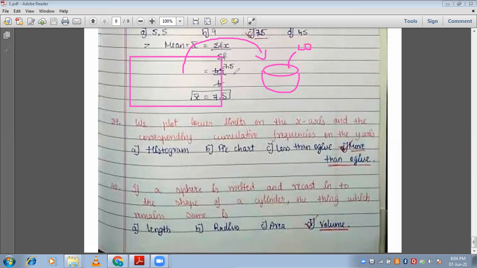But volume, this is 1 liter. So it is divided into so many parts. But when you combine again 20 scoops, again the volume is 1 liter itself. Is it right? So volume does not change. But length, radius, areas, everything will be changed. But volume won't change. So option D is correct.